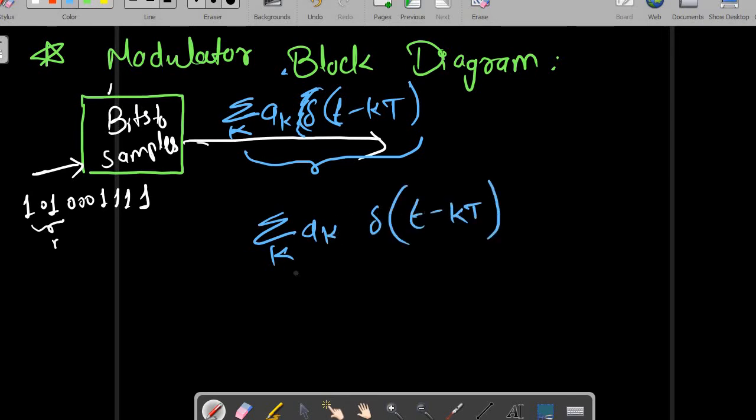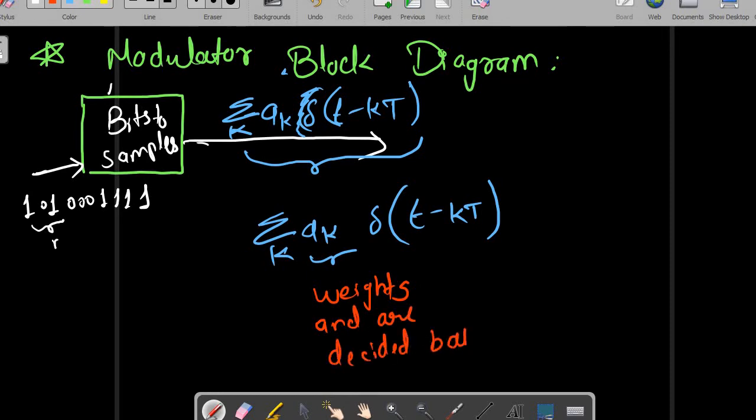What does this suggest? What is a_k here? Let me explain all the things. a_k are the weights of our impulses, and these weights are decided based on our input, like this. And as you can see, this is an impulse that is just shifted by kT.